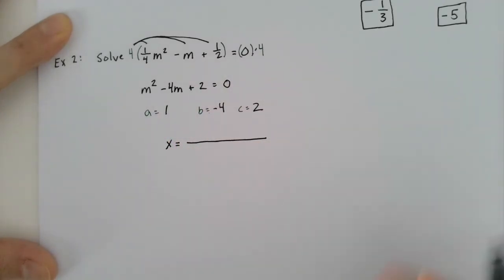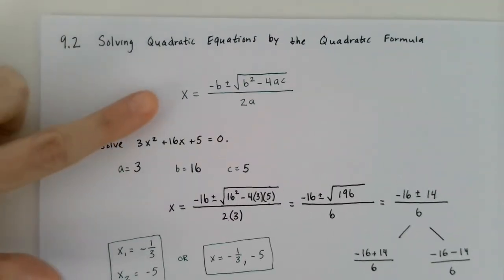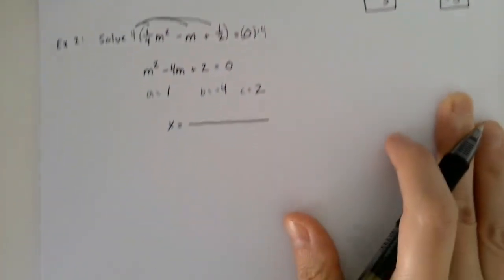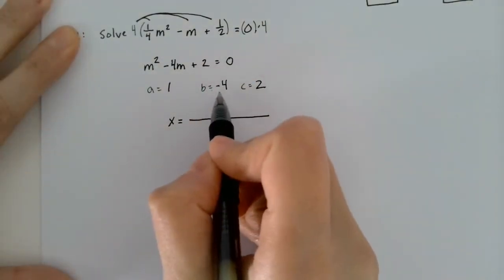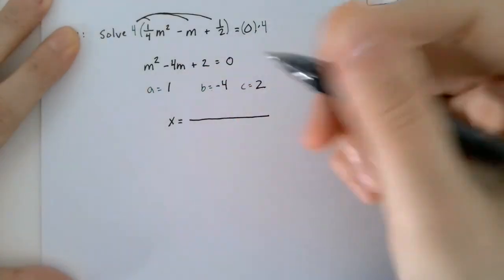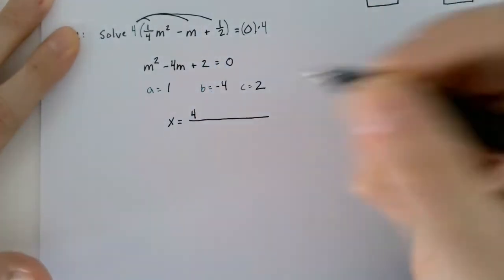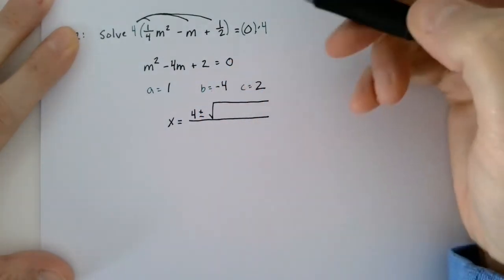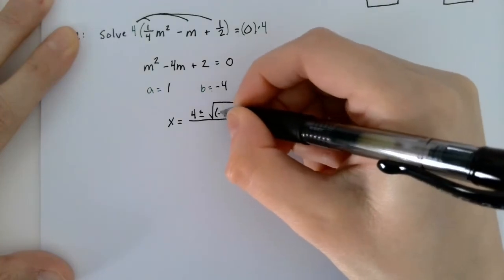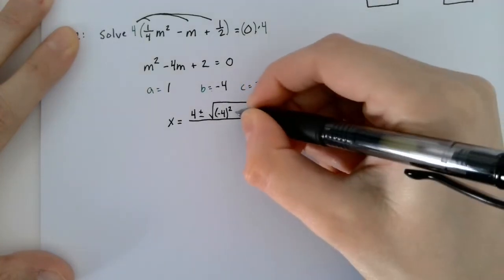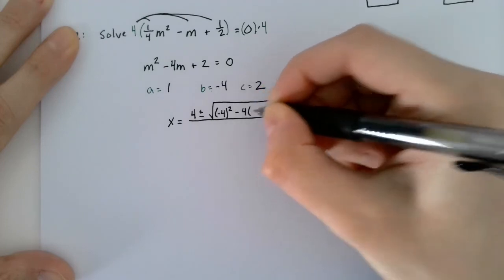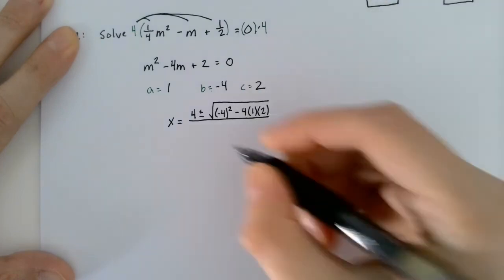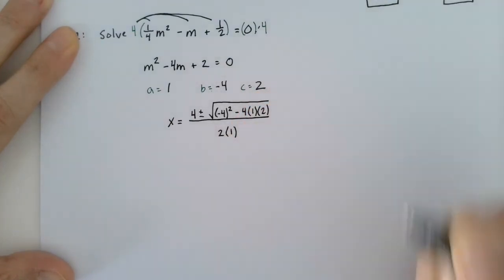So we need negative b, right? I'm using this equation. So we need negative b, or the opposite of b. Okay, so b is negative 4, the opposite, or the negative, so negative 4 is positive 4. Then I have plus or minus a big square root. All right, so I have b squared, so that's negative 4 squared, minus 4 times a, which is 1, and c, which is 2, all over 2 times a.